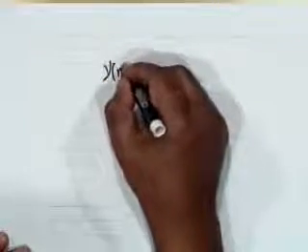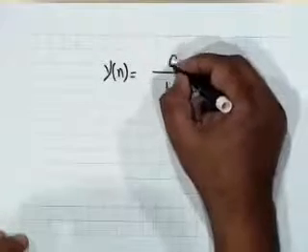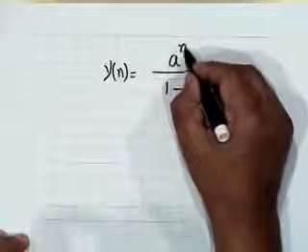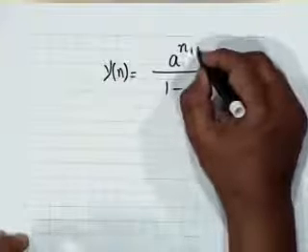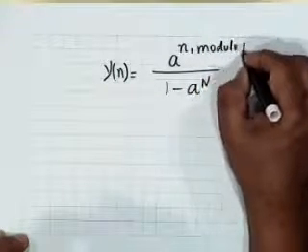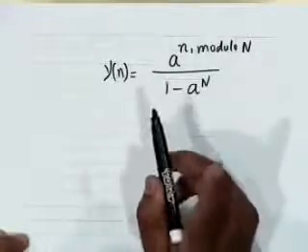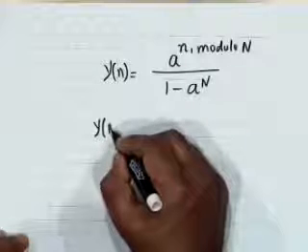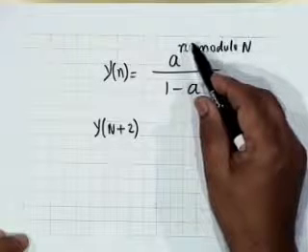And in general therefore, the expression for y of n shall be, the denominator is 1 minus a to the N, and the numerator will be a to the power small n modulo capital N. Okay? Small n modulo capital N. In other words, y of 0 is 1 divided by this, or let's say y of N plus 2 will be a to the power N plus 2 mod N.